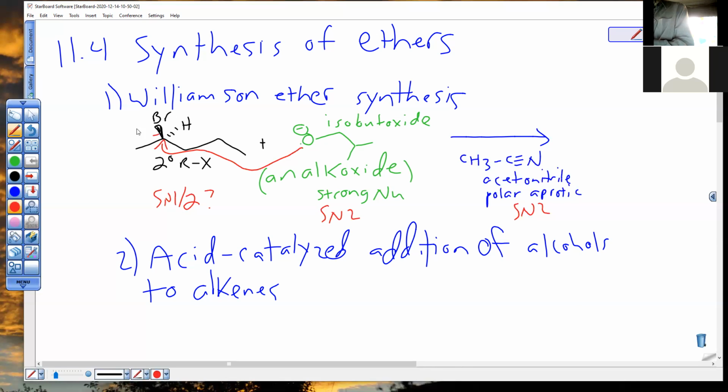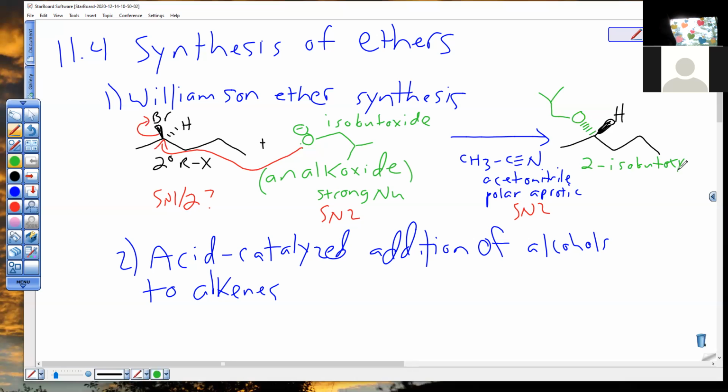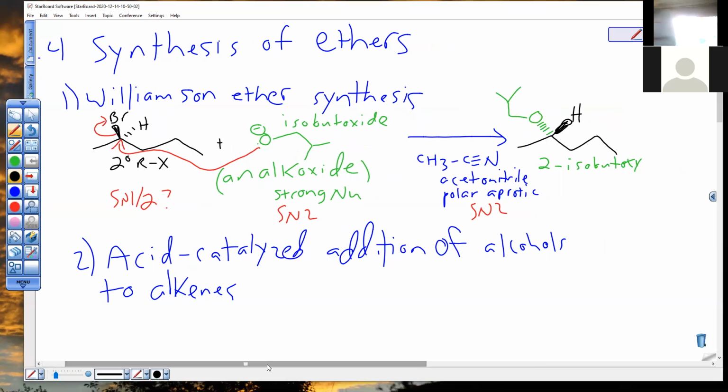Backside attack, leaving group leaves. Stereochemical consequence. H gets pushed out front. Nucleophile came in from the back. We called that backside attack. And we have 2-isobutoxy. That's one of our new groups, right? Isobutoxy pentane as our ether.